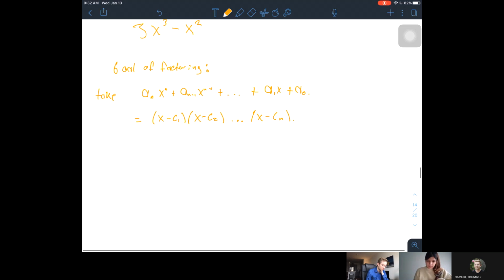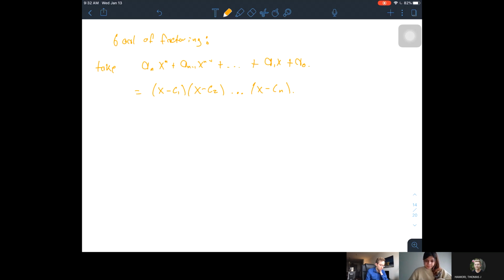Okay, that's what we want to write it as. So we want to take some expression which has lots of different powers of x, and we want to write it as a product of a bunch of terms which look like this, x minus a number. Okay?